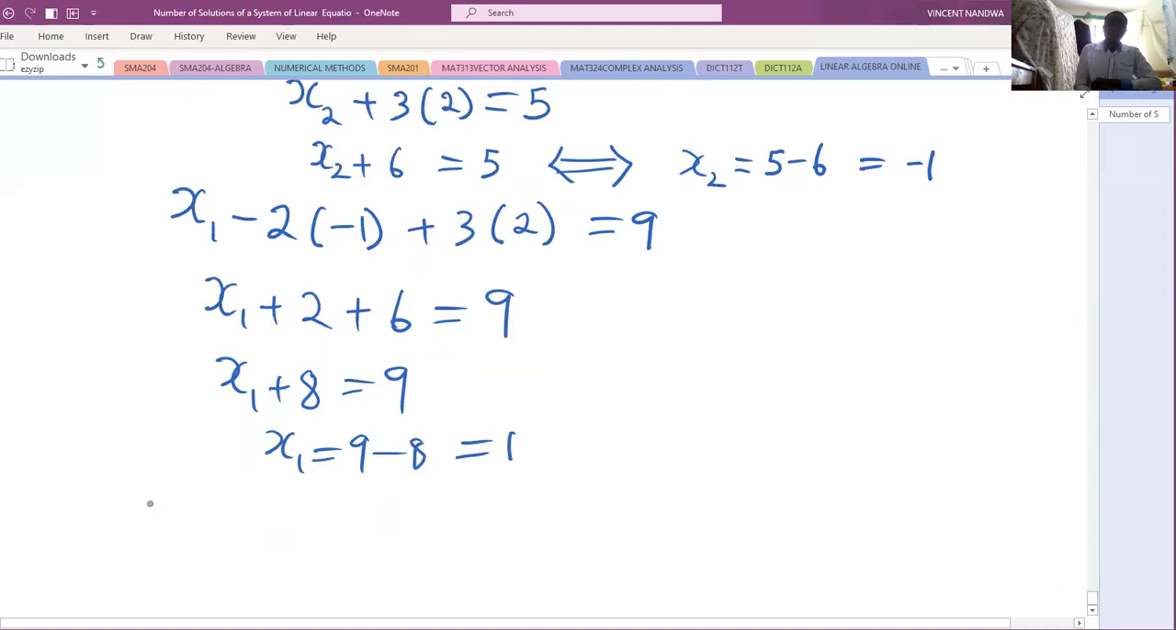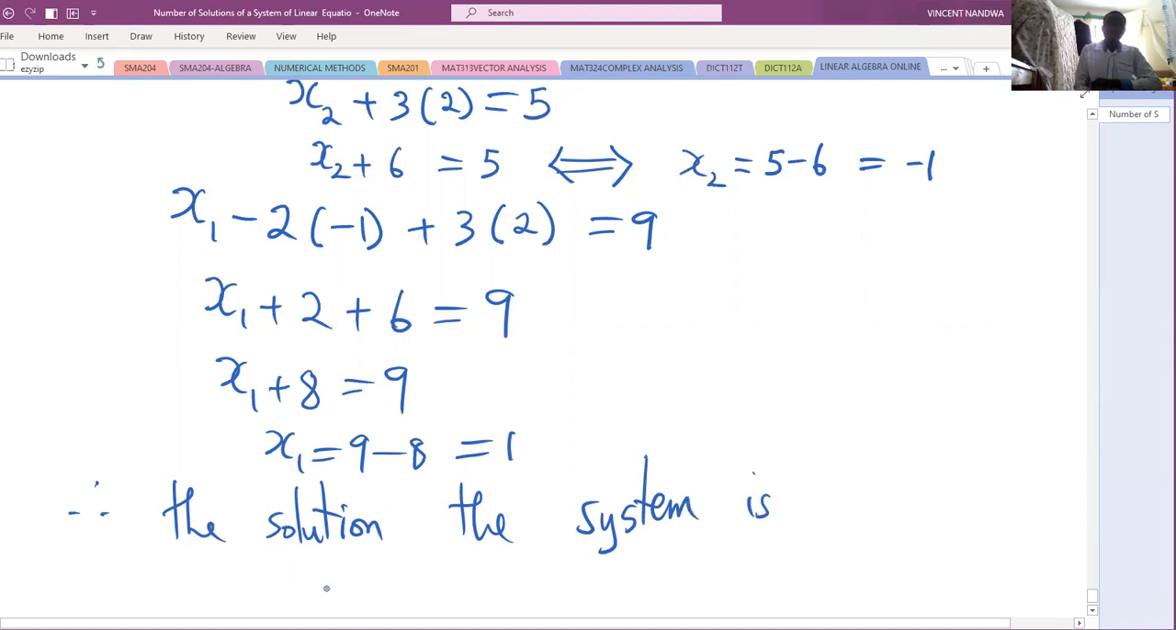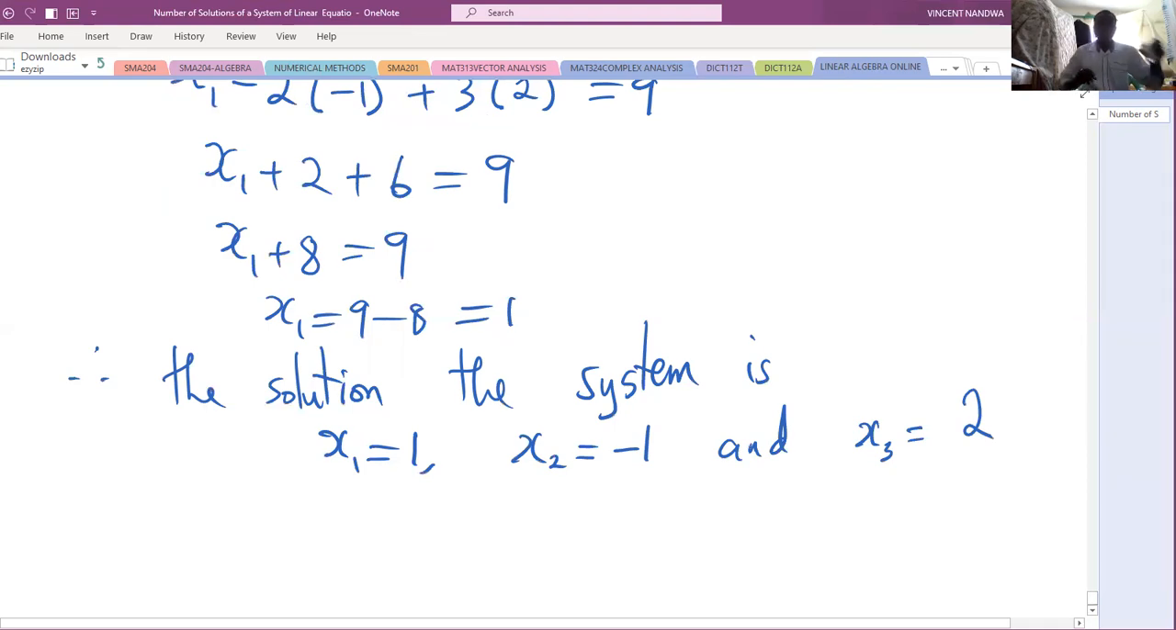So therefore, the solution to the system is x1 equals 1, x2 equals -1, and x3 equals 2. So those are the answers to our system. In the next video, we will also give more examples on Gaussian elimination. So thank you.